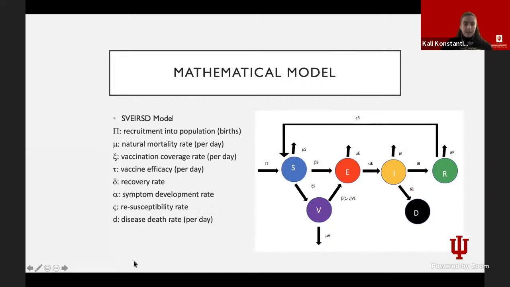And finally, we have the SVEIRSD model. As you can see, I had to get a bit more creative with my arrows. So this is showing how the only addition here is that recovered individuals can become susceptible again at a rate that's dependent on what I'm dubbing the resusceptibility rate, sigma times R. And again, I think that's the only change here.